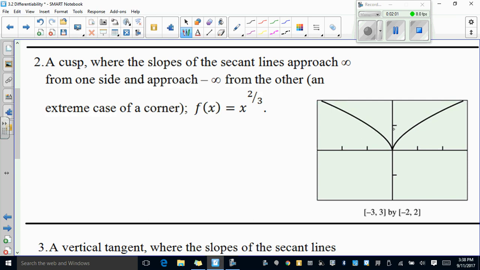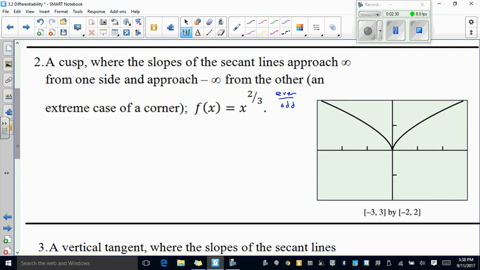I do want to point out that your root will be odd, and up here the power will be even. So you have an even power over an odd root. That's a good sign of a cusp, because it doesn't matter if x is positive or negative; the value coming out of it will always be positive.